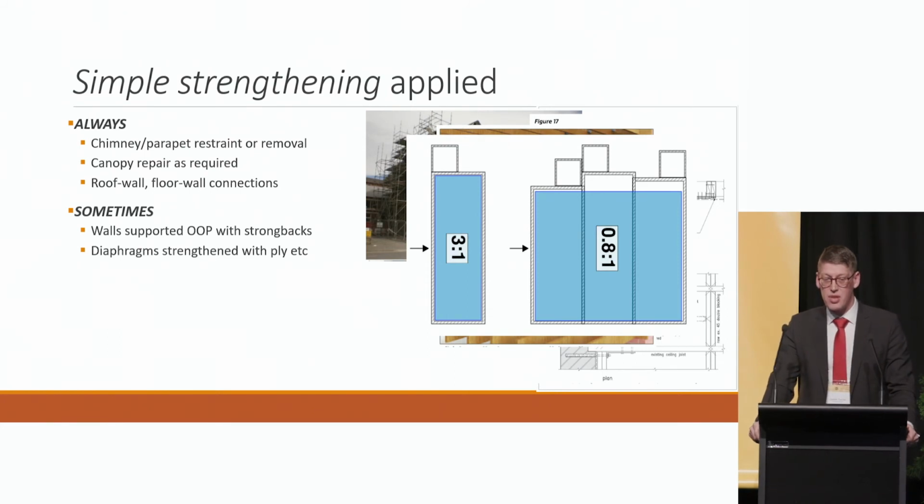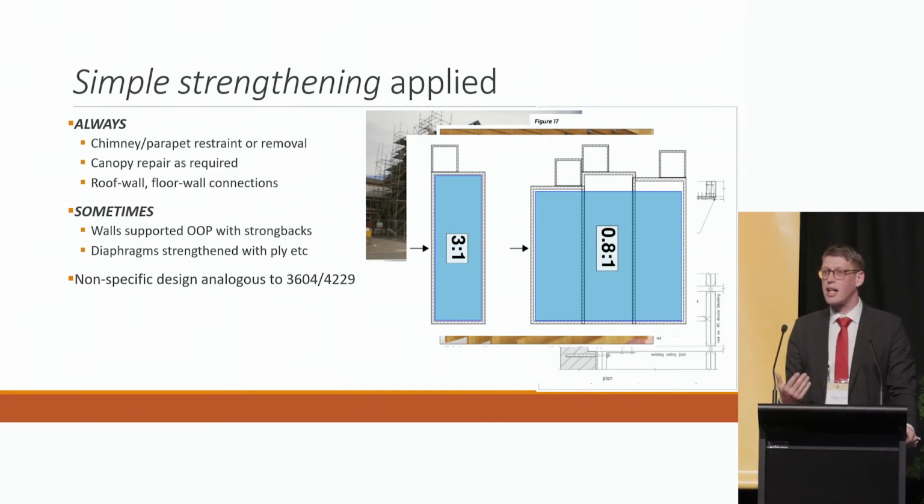And we would sometimes strengthen diaphragms with ply, but we would also give consideration in our program to the effect that you might see in, for example, a row of buildings, and how you could consider the aspect ratio of the diaphragms of those buildings as a row rather than individual diaphragms. So the intent here is to provide a program which is non-specific, and it's somewhat analogous to the kind of thing that you see in 3604 or in 4229, where it's intended to be applied by the construction professionals, but it doesn't necessarily have to have the specific input of an engineer.